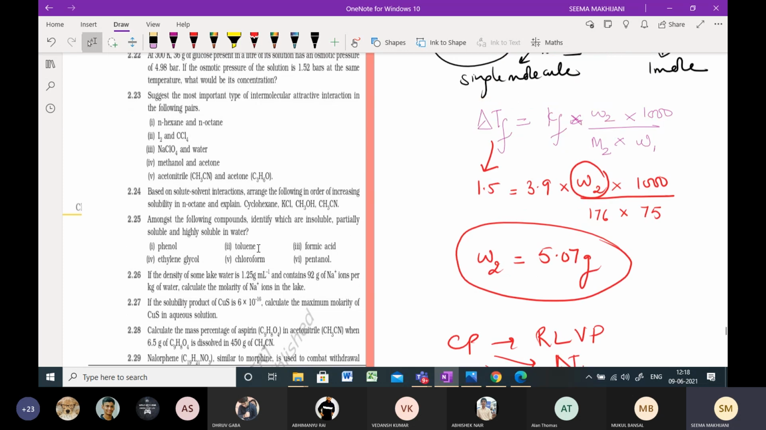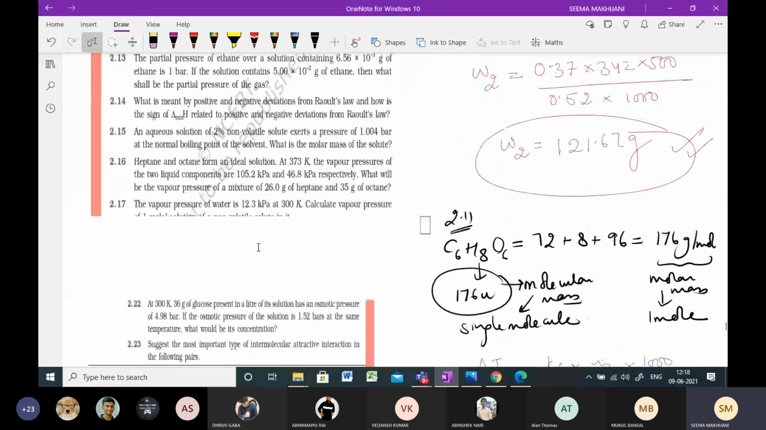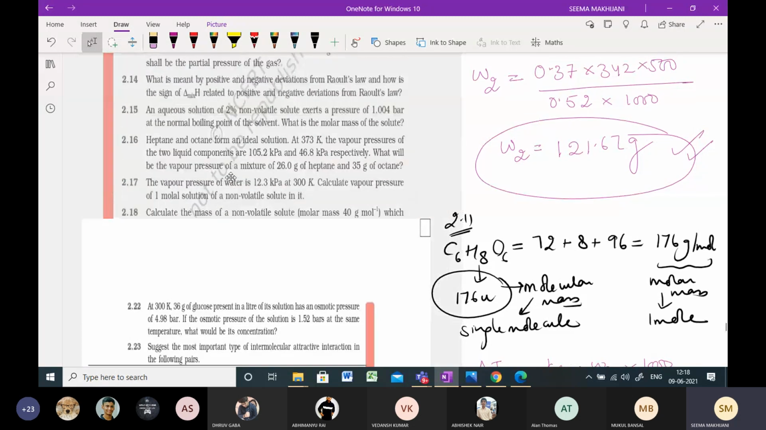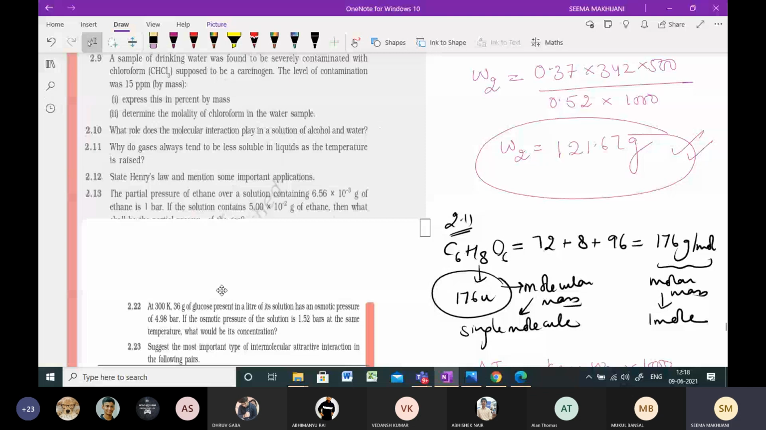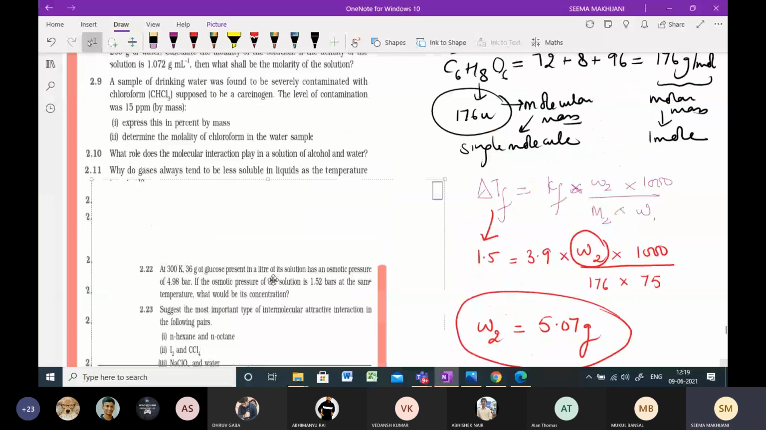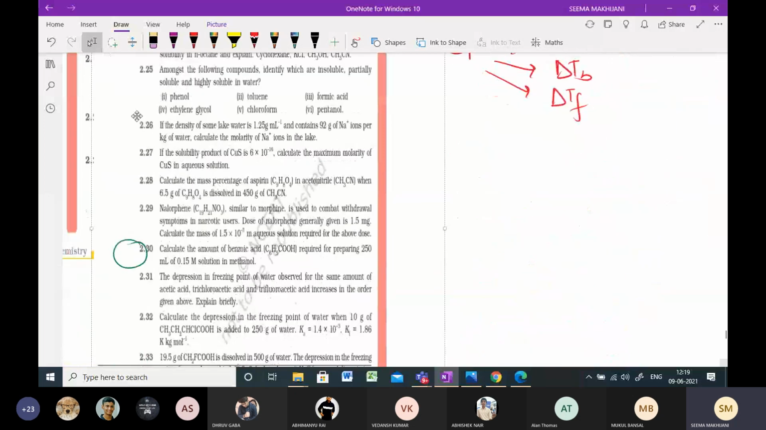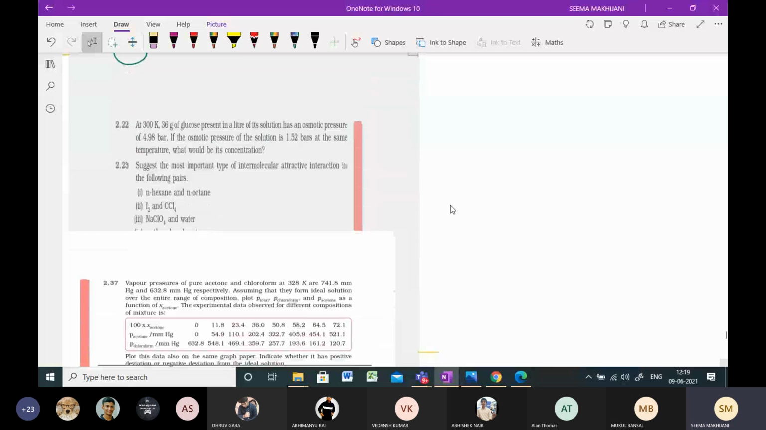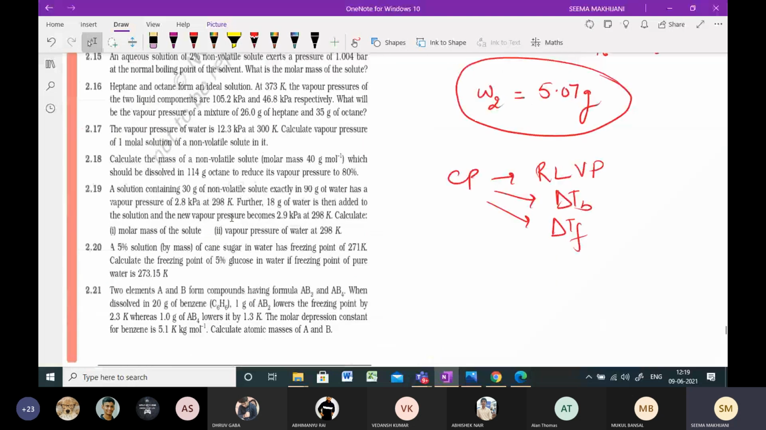Please move on to page number, just a minute, let me see, check down the page number. Just give me a minute to rearrange these sheets. Just a minute. Okay, that's the page. This is the sheet that I'm referring to.